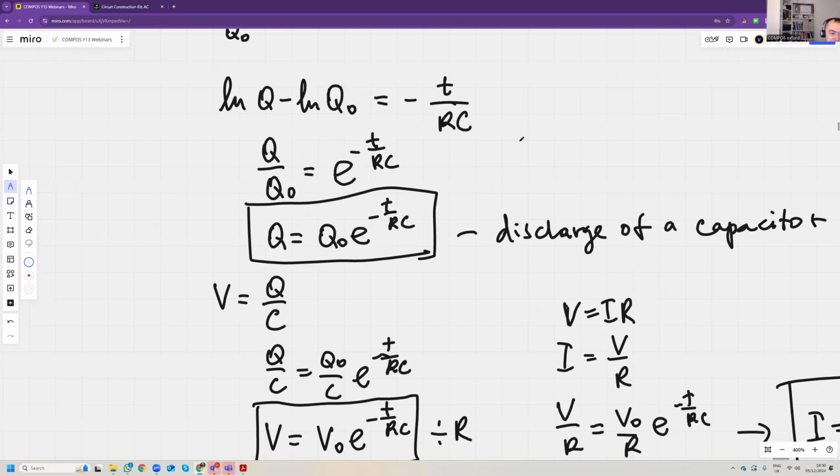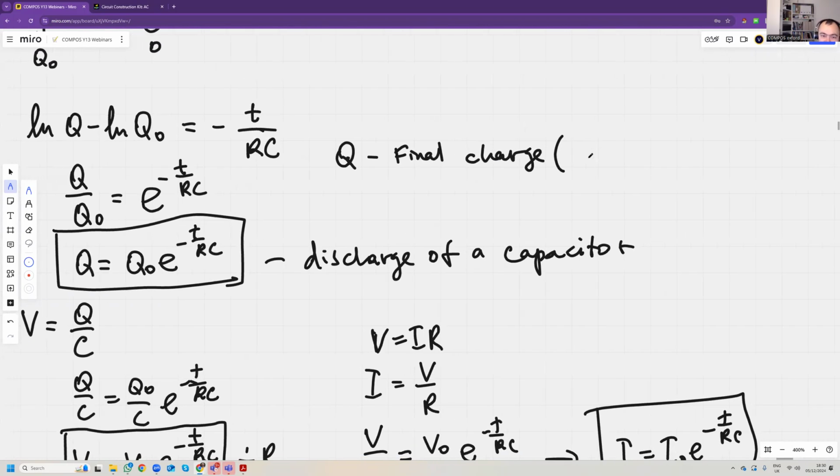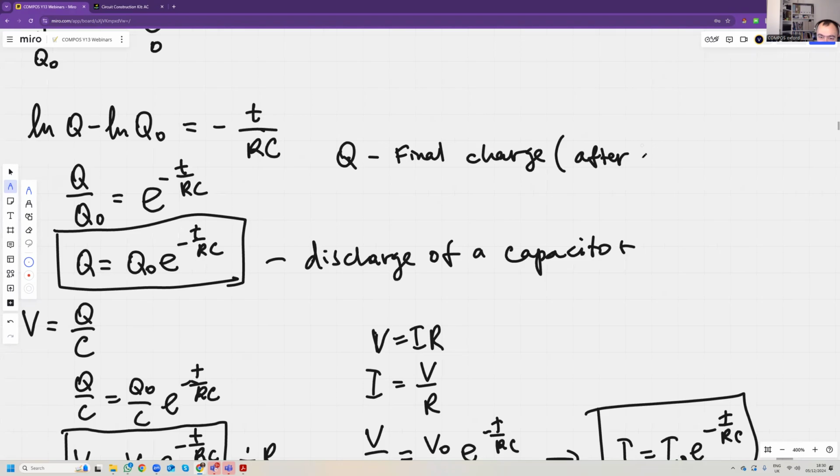So Q is the final charge. That means after t seconds. Whereas Q0 is the charge after 0 seconds.